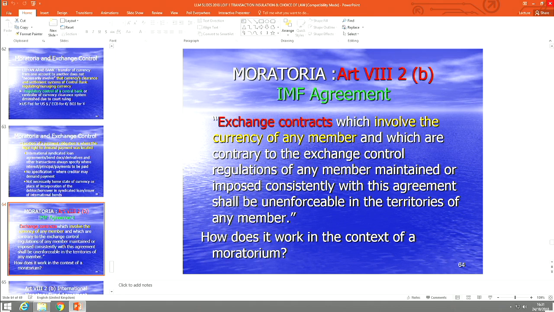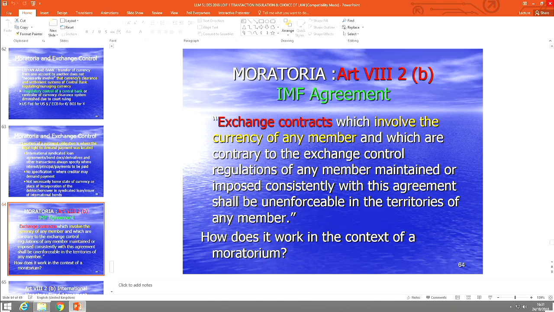Exchange contracts involving the currency of any member, contrary to the exchange control regulations of any member, obviously contrary to Argentine exchange control regulations, shall be unenforceable in the territories of any member, i.e. every member of the IMF must give effect to exchange control regulations of the member imposing it.